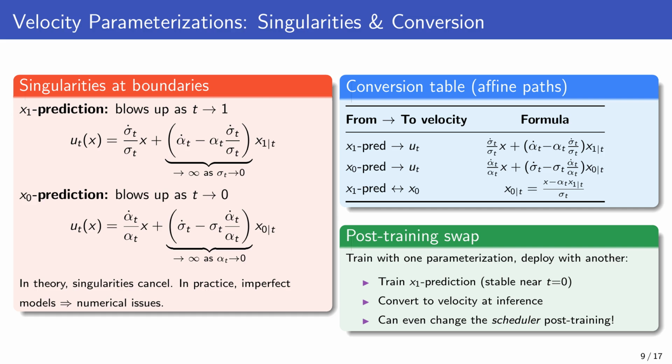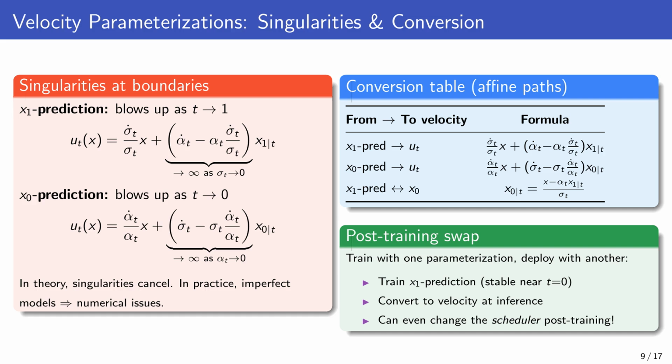But in practice, the learned model is never perfect, and even small errors in the prediction get amplified by the diverging coefficient, leading to numerical issues. The practical solution is to be aware of which boundary is problematic for your chosen parameterization. x1 prediction is stable near t equals 0, but potentially unstable near t equals 1. x0 prediction has the opposite behavior. Direct velocity prediction avoids this issue entirely, but may have other trade-offs in training dynamics.